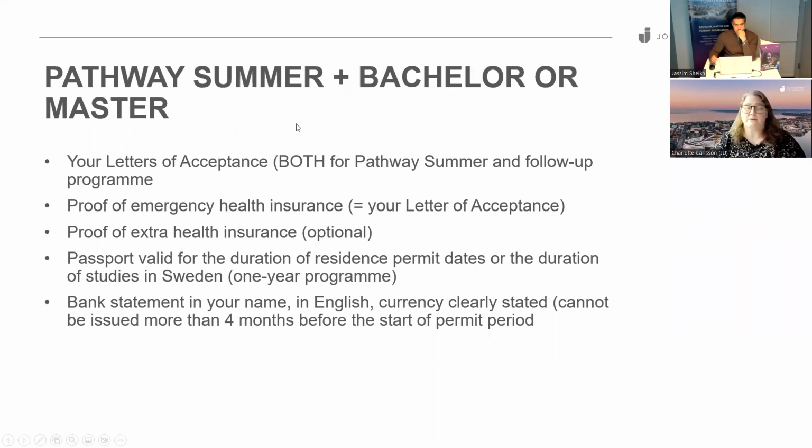If you're admitted to a pathway summer plus the bachelor or a master program, it's pretty much the same, except you need to submit both your letters of acceptance, the one for pathway summer and the one for the bachelor or master program. Then you have the same information when it comes to letter of acceptance, the information about health insurance, the passport. It has to be valid for the duration of the permit, and again, bank statement.